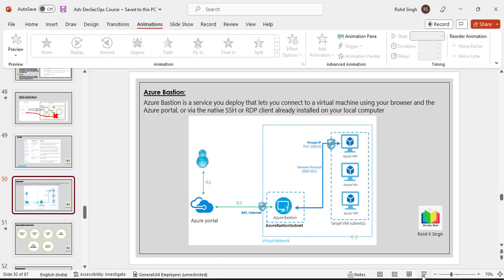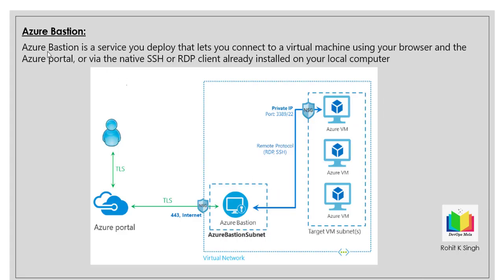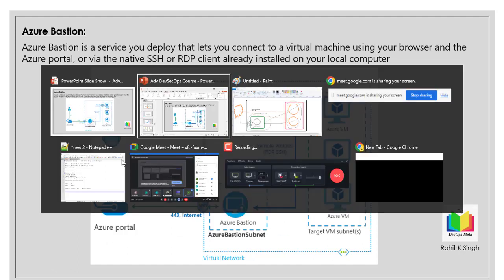This is how a Bastion host looks. A Bastion host is a service you deploy that lets you connect to a virtual machine using your browser and the Azure portal, or via a native SSH or RDP client already installed on your local system. From the internet, on the portal, you connect, it connects to your Bastion host, then it connects to your respective VMs. So this is how you connect through a portal.